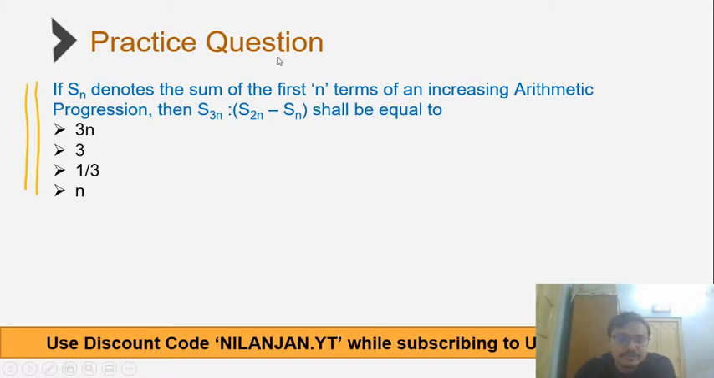So Sn denotes the sum of the first n terms of an increasing arithmetic progression. Here you have S3n, S2n and Sn. What will be the ratio of S3n, that is the sum of the first 3n terms, to the difference between the sum of the first 2n terms and the sum of the first n terms?